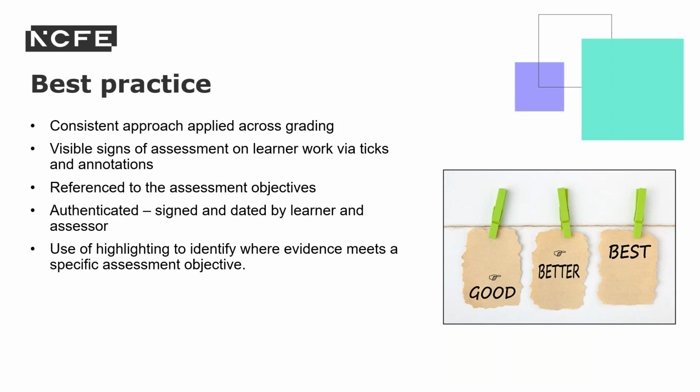As part of the feedback, use questions, probing questions and phrases to encourage the learner to self-reflect and evaluate their own work. As an example of good practice, a number of centres last year used different coloured highlighters to identify on learners' work where assessment met a specific assessment objective. This helps provide a clear and visual image of where the evidence is located for the audit trail.